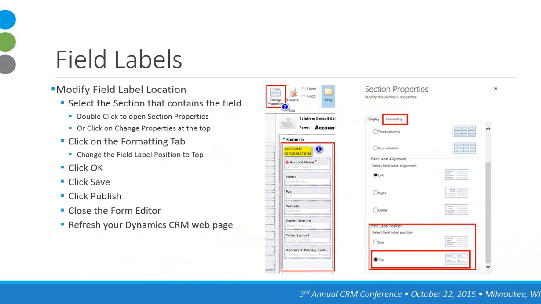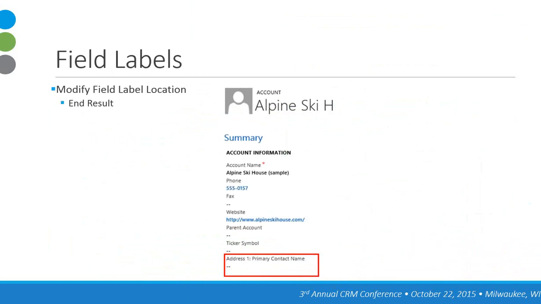Our second option here is to modify the field label location. So again, we can go into the form editor, double-click on the section, or click it and click the Change Properties button. This time we're going to click on the Formatting tab, and at the bottom change the field label position from side to top, and then we'll click OK. Save the form, publish the form, close the form editor, and refresh your Dynamics CRM page. You will see now for that section, all the labels are above the data on your form, and you can see the full width.